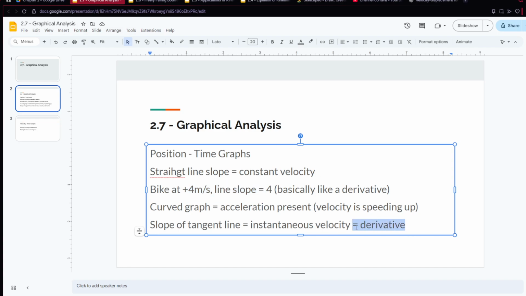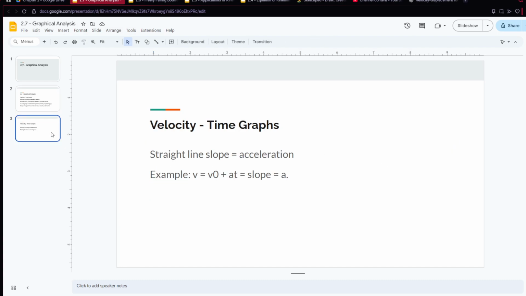I just mentioned this here. You don't have to deal with derivatives in physics. But yeah, that's the logic behind it.